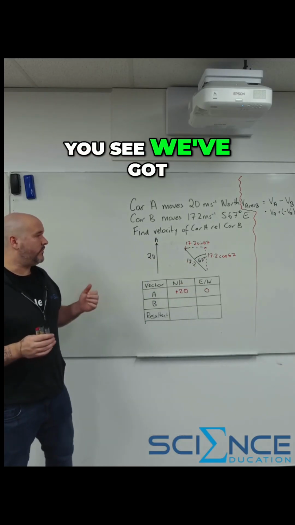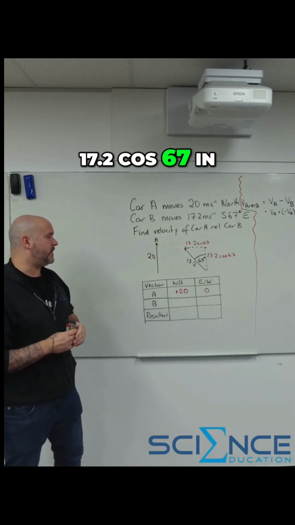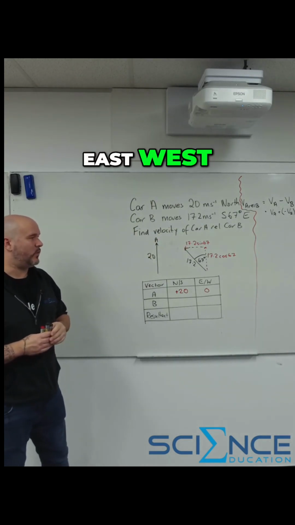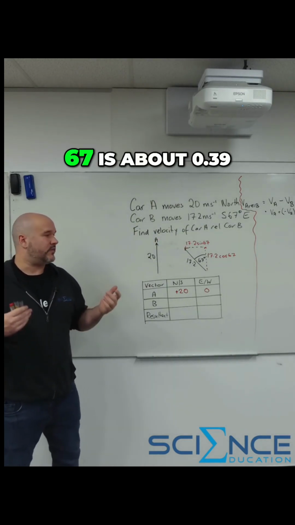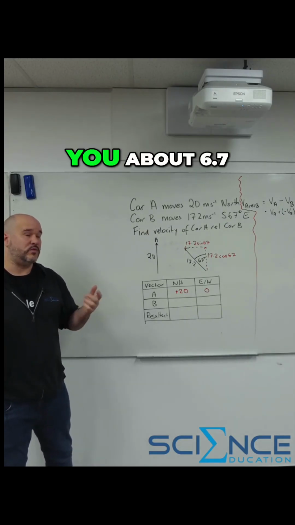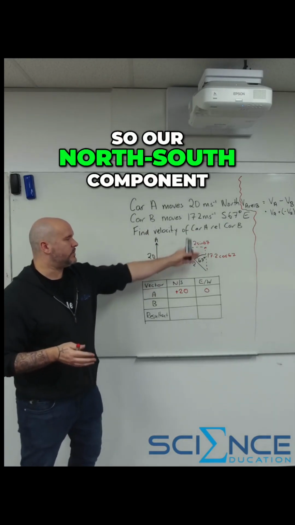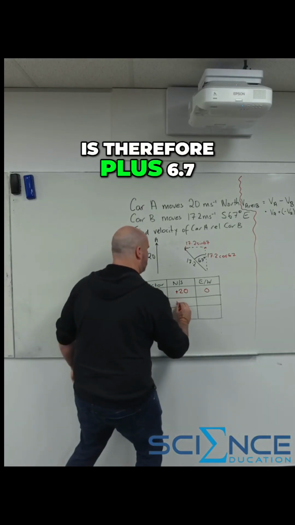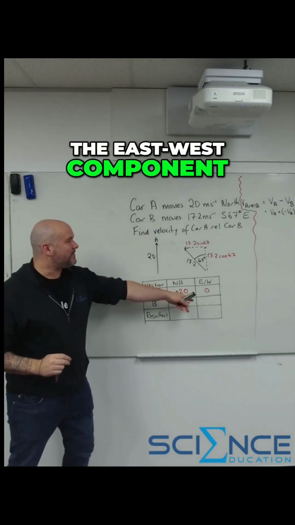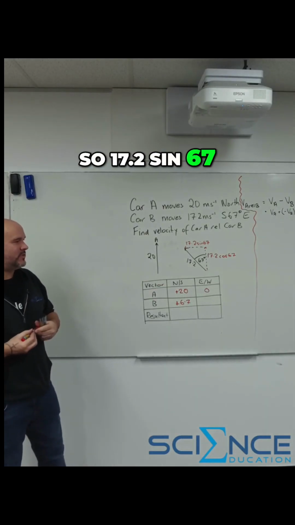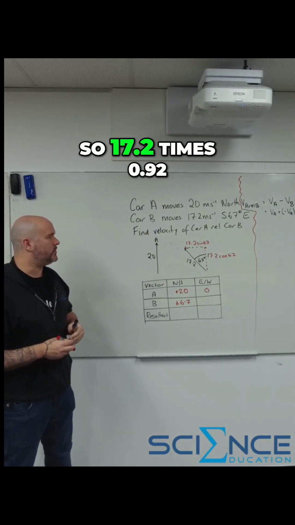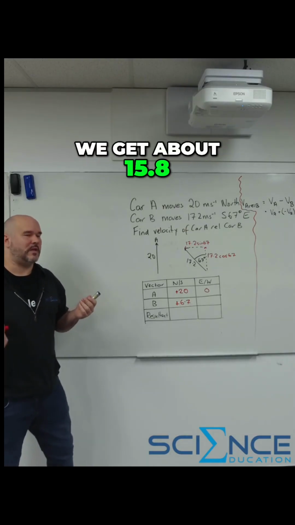Now vector B, you see we've got 17.2 cos 67 in our north-south and we've got 17.2 sin 67 in our east-west. So everyone knows cos 67 is about 0.39. So 17.2 times 0.39 gives you about 6.7. So our north-south component is therefore plus 6.7. The east-west component, so 17.2 sin 67. Again, everyone knows sin 67 is 0.92. So 17.2 times 0.92, we get about 15.8.